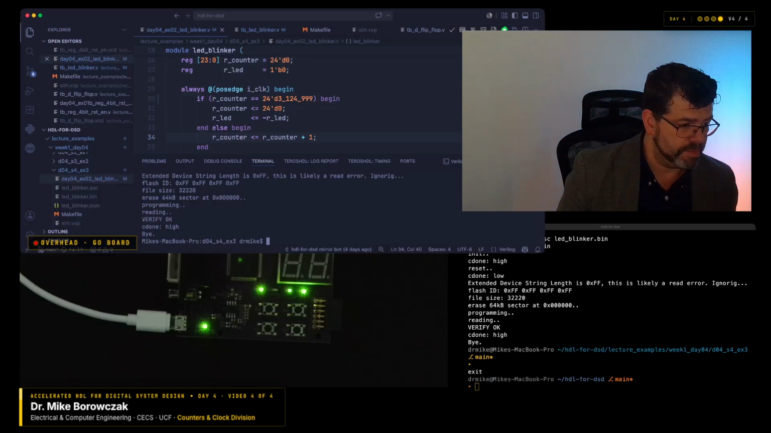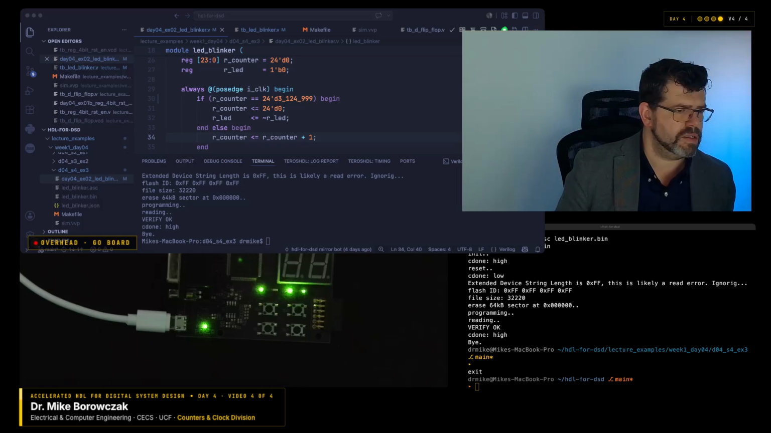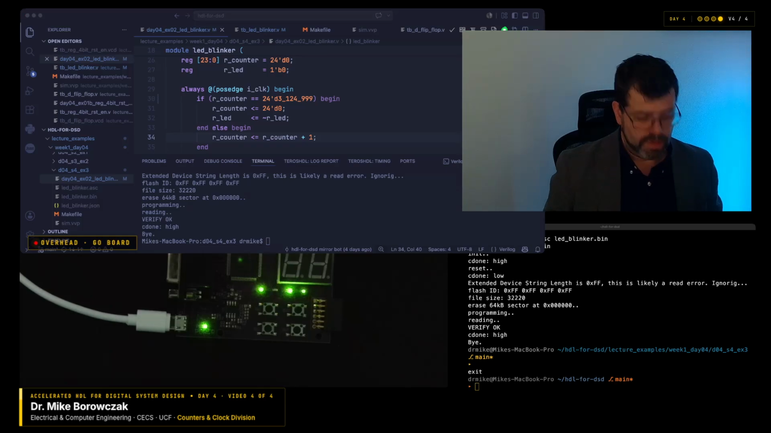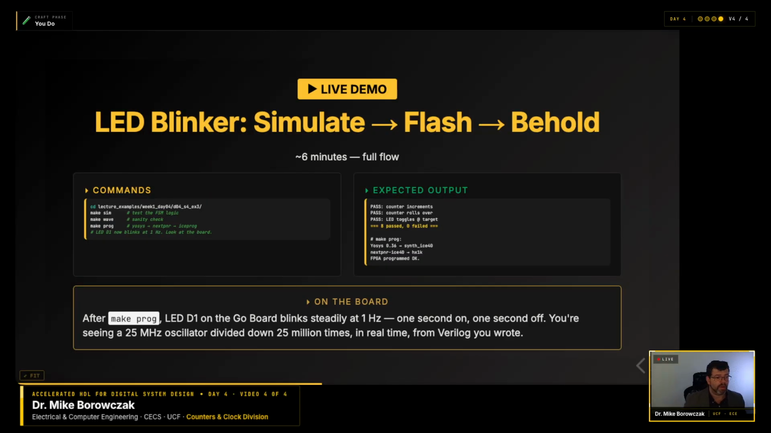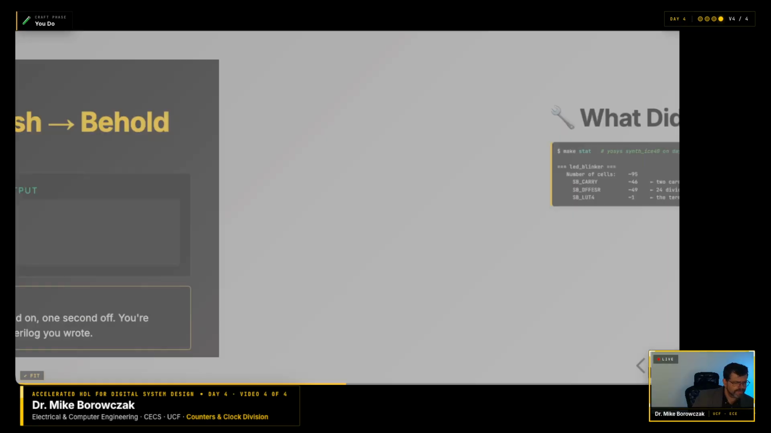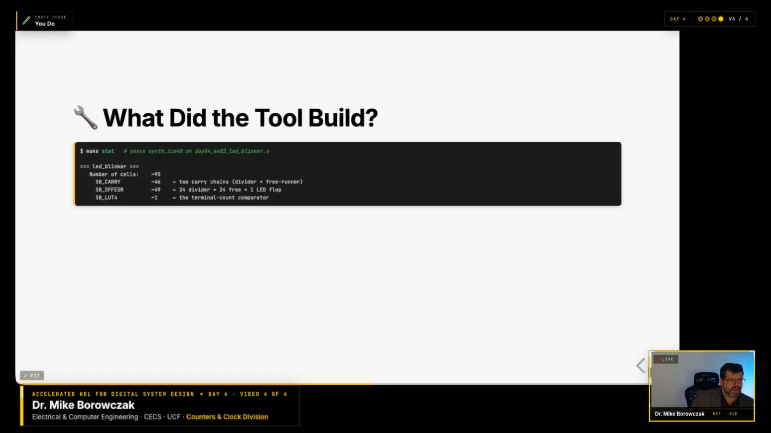Okay, so let's continue on, and let's make sure you can see it. All right, so we just saw it. Our tool ended up building a handful of flip-flops, a handful of LUTs, and it needed carry chains for what we built.